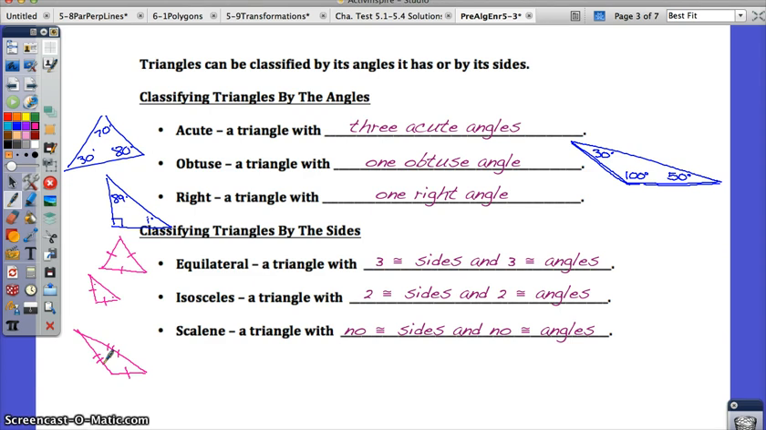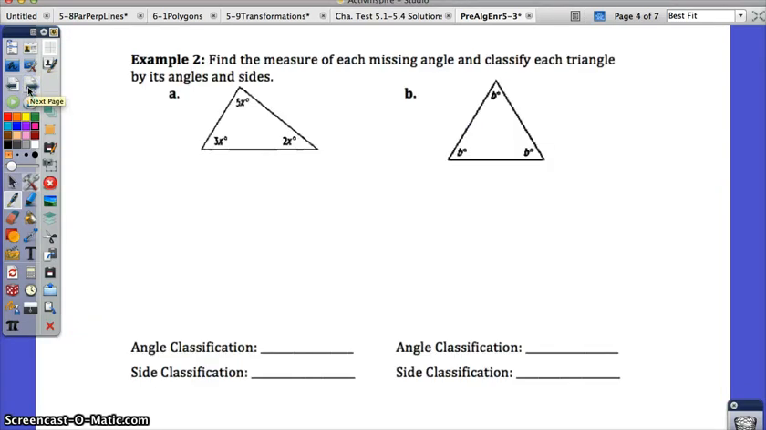So in the next example, then, we're going to find the measure of each missing angle and classify each triangle by its angles and its sides. So I want you to solve, set up your equation, and then classify by both. Make sure you answer all parts of this question. So for the first one, our equation, again, we have a triangle, we have the angle measure expressions. We know all 3 of these angles are going to add up to be 180 degrees. So let's write our equation.